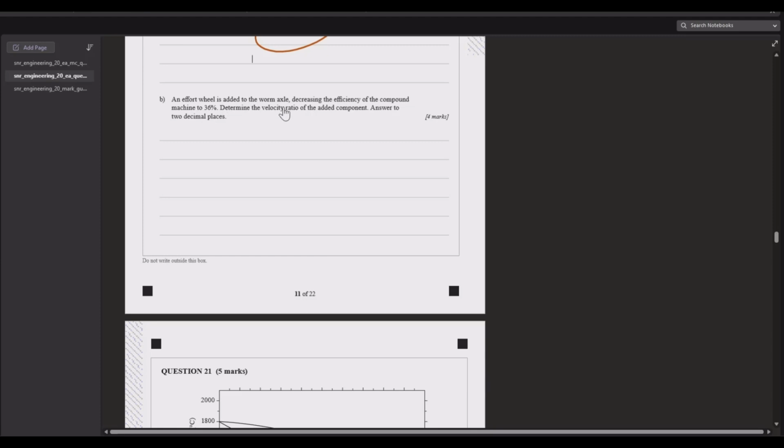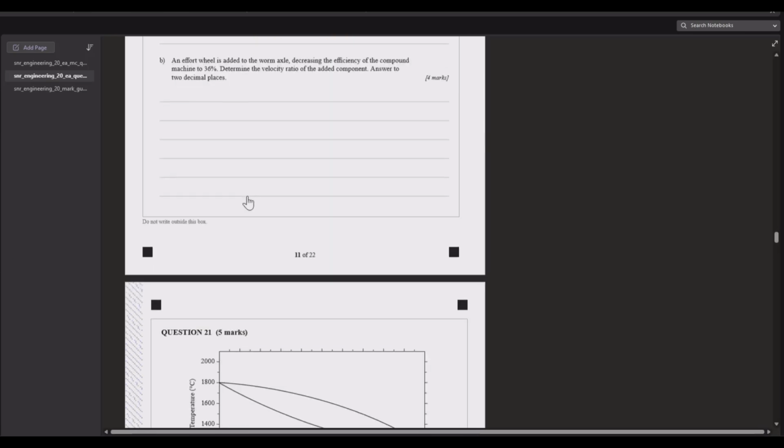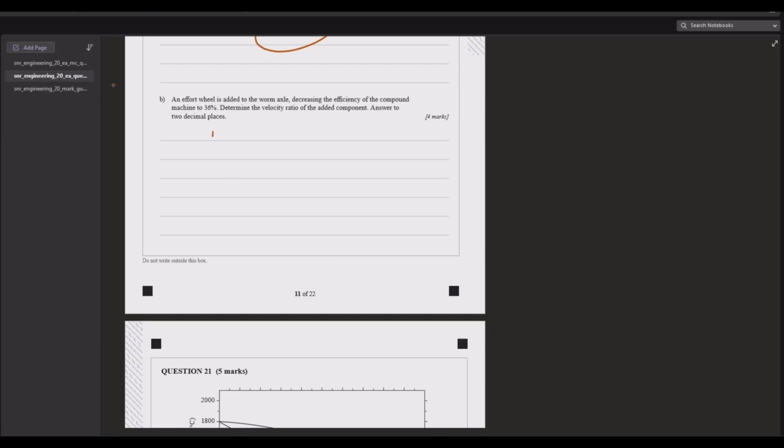And an effort wheel is added to the worm axle, decreasing the efficiency of the compound machine to 36%. Determine the velocity ratio of the added component, answer to 2 decimal places. So, this is an interesting question, because this is another thing that I don't think... Is this on the formula sheet? It's not on the formula sheet, and I have not seen this in the syllabus before. So this is testing your understanding of something really niche again. I swear, it's always something niche.